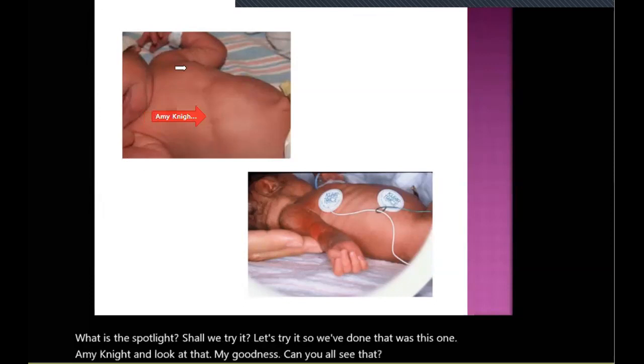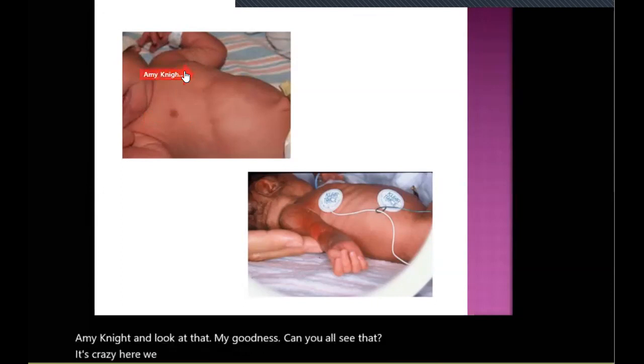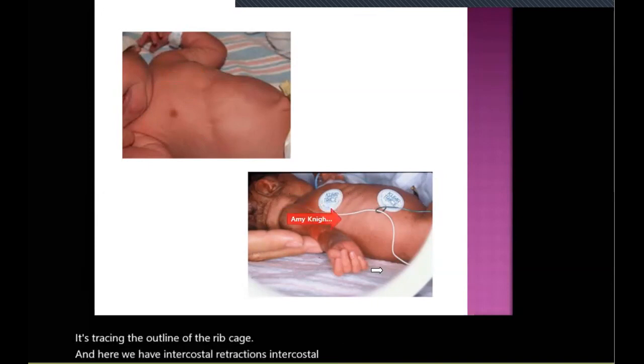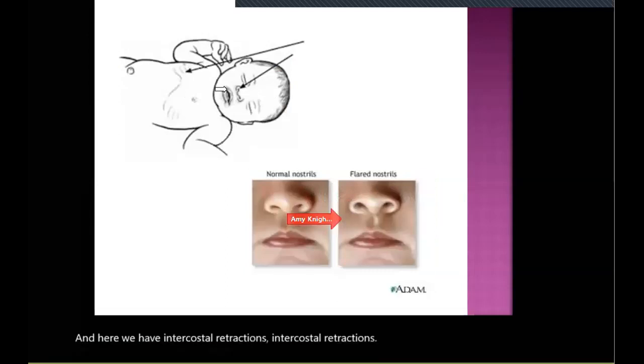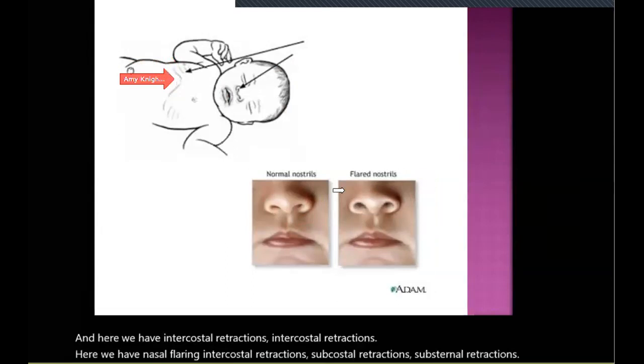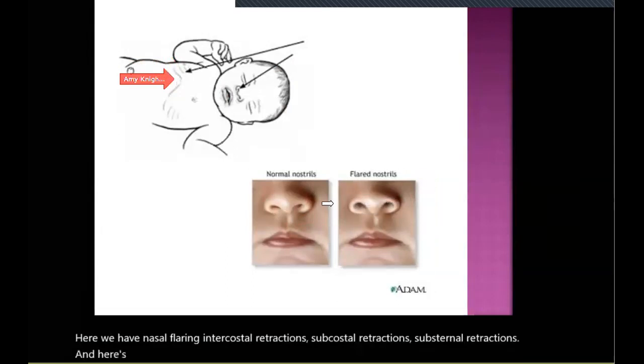Here we have subcostal retractions. Subcostal, it's tracing the outline of the rib cage. And here we have intercostal retractions. Here we have nasal flaring, intercostal retractions, subcostal retractions, substernal retractions. And here's an example of nasal flaring.